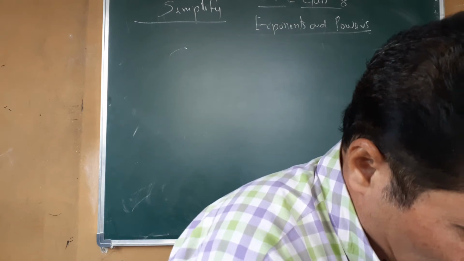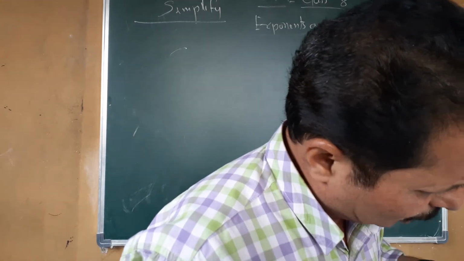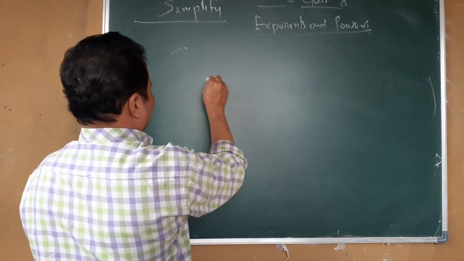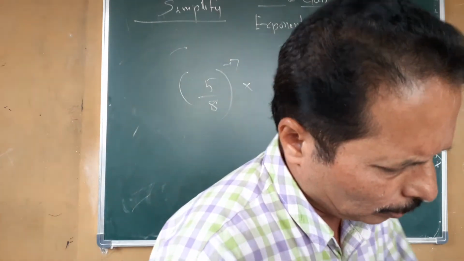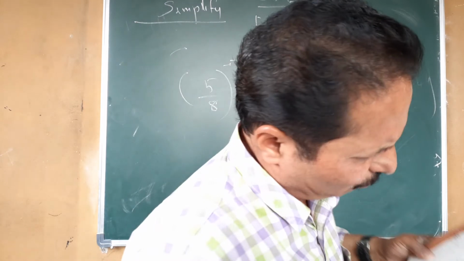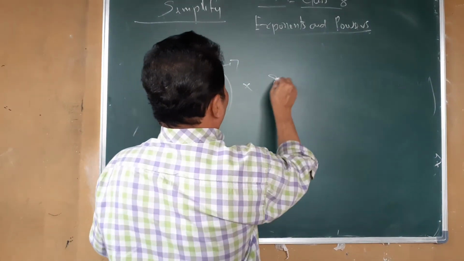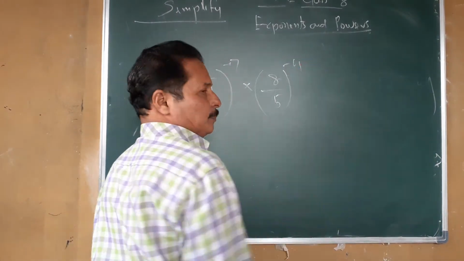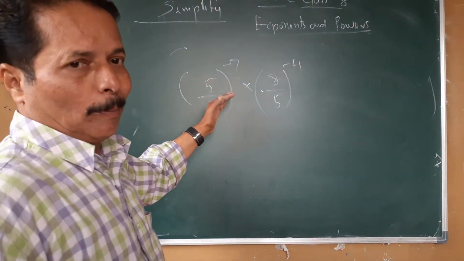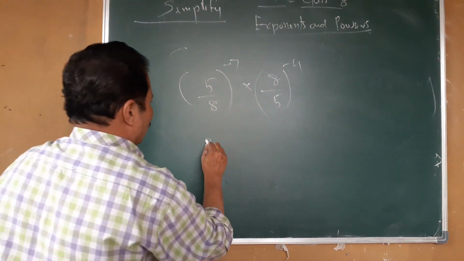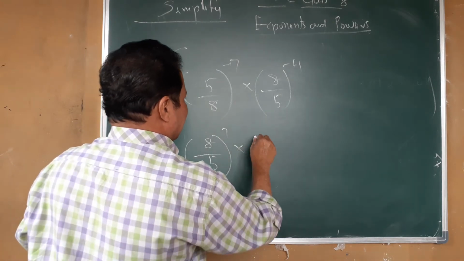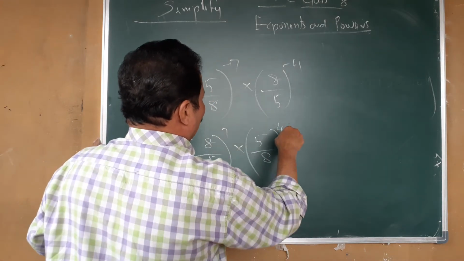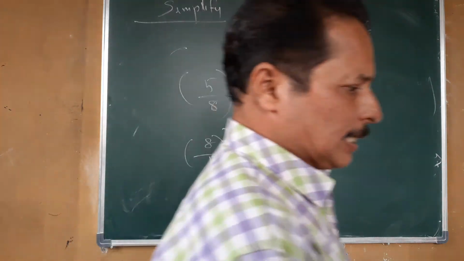Once again, 5 by 8 raised to minus 7 into 8 by 5 raised to minus 4. In a similar way, we want to make it positive. So you reciprocate: 8 by 5 all raised to 7. Here it is 5 by 8 all raised to 4. Is it clear?